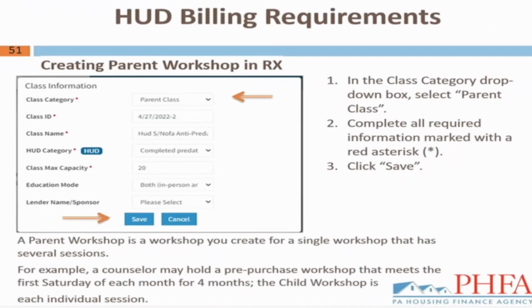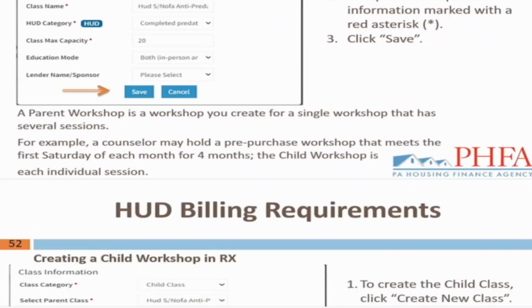A parent workshop is a workshop you create for a single workshop that has several sessions. For example, a counselor may hold a pre-purchase workshop that meets the first Saturday of each month for 4 months. The child workshop is each individual session. So in the class category drop-down box, select Parent Class. Complete all required information marked with a red asterisk, and then click Save.